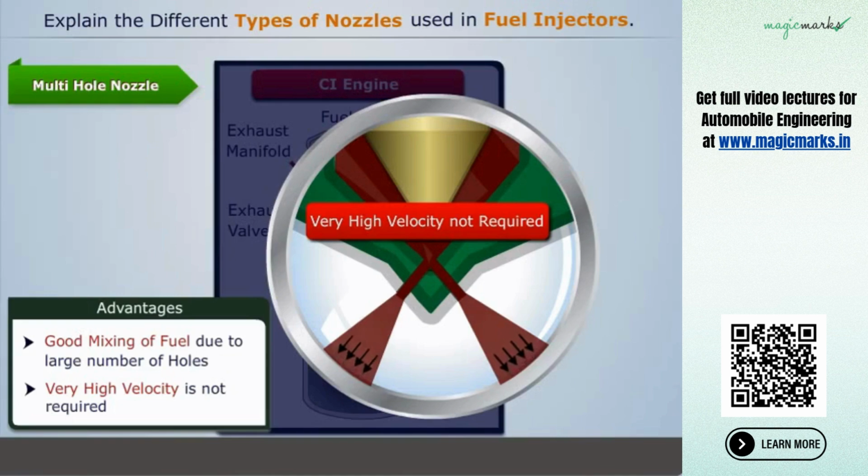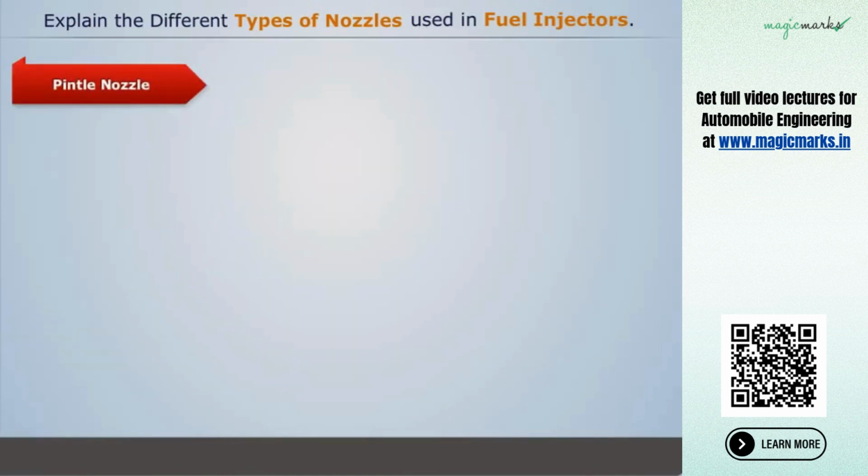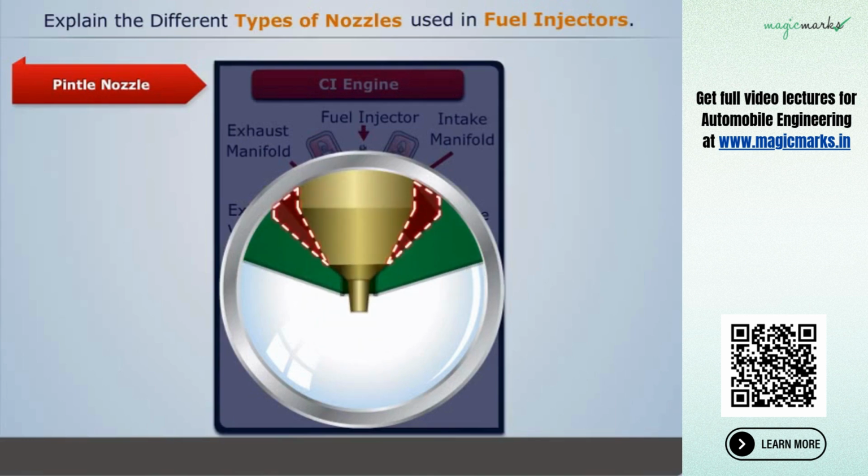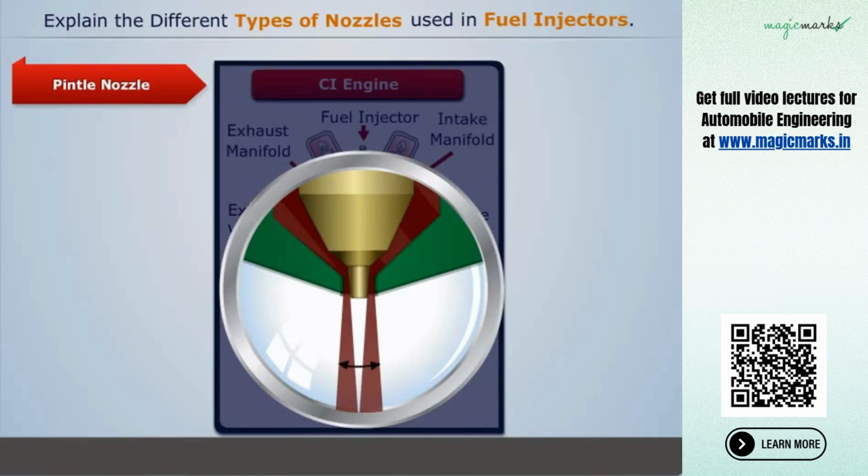Now let's discuss the Pintle nozzle. Here, the stem of the needle valve is extended to form a cylindrical or conical pintle, which protrudes through the mouth of the nozzle. Injection pressure of these nozzles is around 8 to 10 megapascal, and the spray cone angle is around 60 degrees.